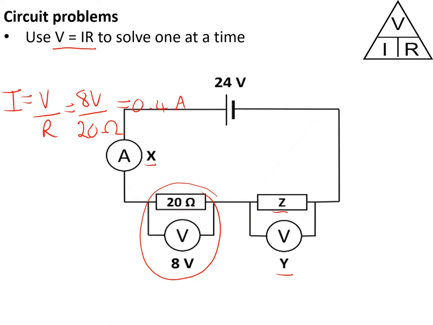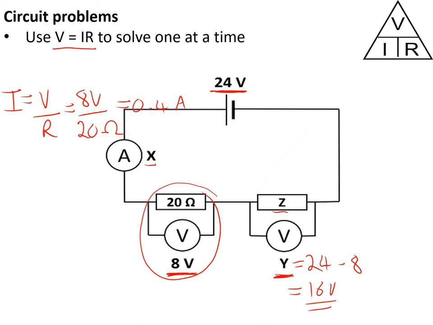Now, V equals IR is not going to help us find Y because we don't have the right pair of current and resistance that we can use for it. So what we'll do instead is we'll note that the voltage at the battery is 24 volts, and at the first resistor it is 8 volts. So Y must be whatever you need to add onto 8 to make 24. So Y is just going to be equal to 24 volts at the battery minus the 8 volts at the other resistor, and that leaves you with 16 volts.